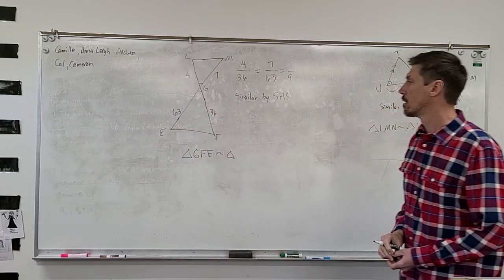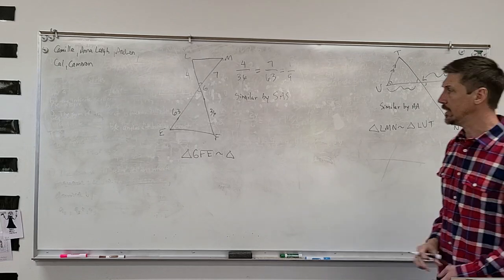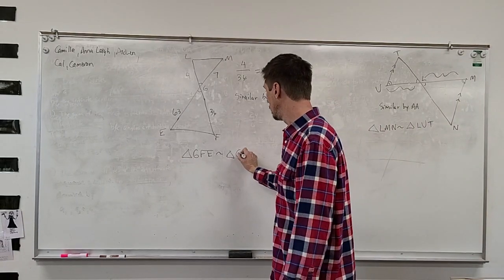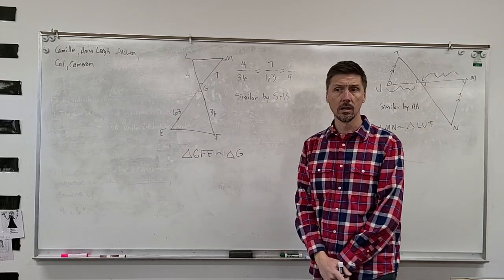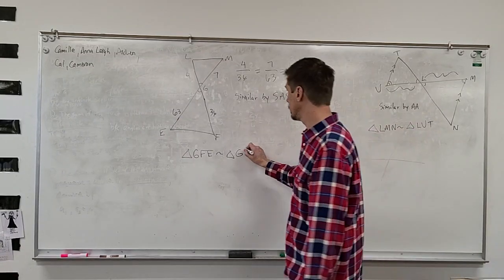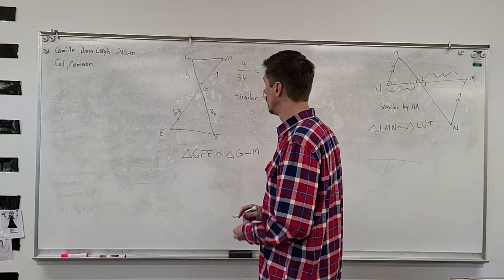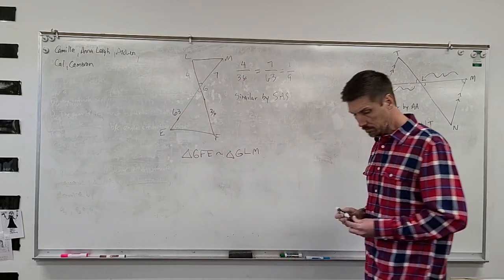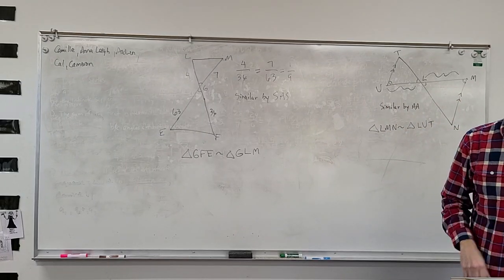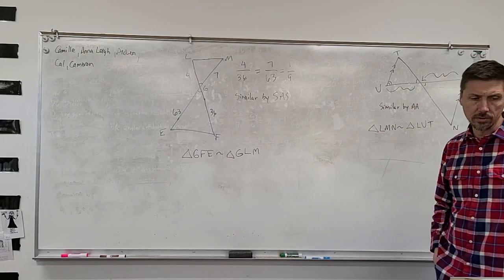So what's our triangle? GFE corresponds to G is the same. What corresponds to F? L. L, that's right. So then the only thing left is M. This point corresponds to that one. This point corresponds to that one. Okay, any questions about proving triangles are similar? You guys got that down?